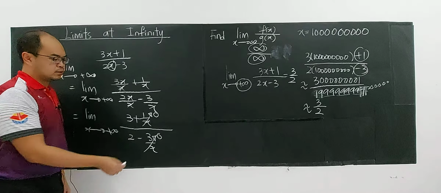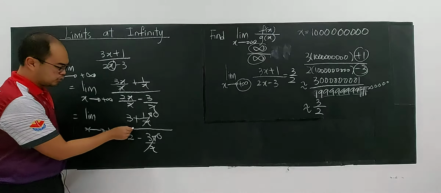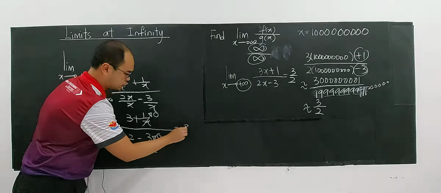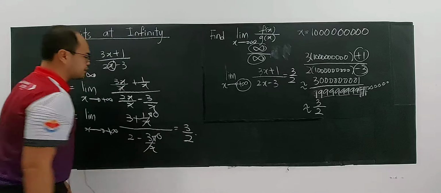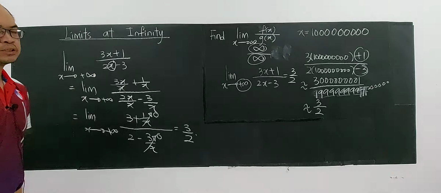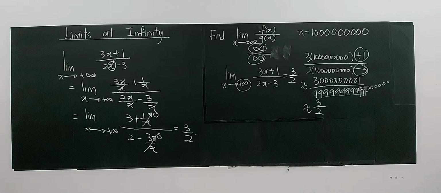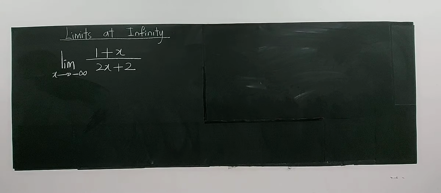Very big number, right? So approaching 0. So finally, you're getting 3 over 2. 3 over 2 will be your limit for this function when x approaches positive infinity. Alright, so I hope you understand. So let's go on to another example.